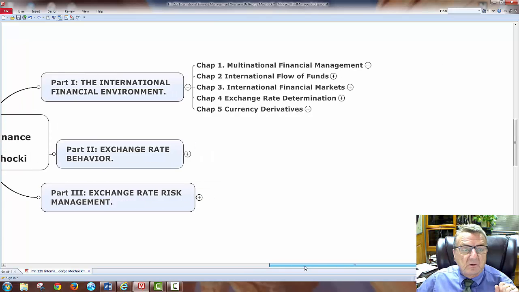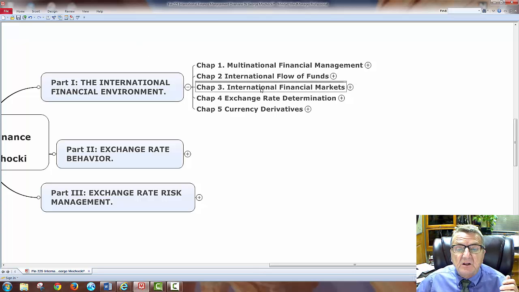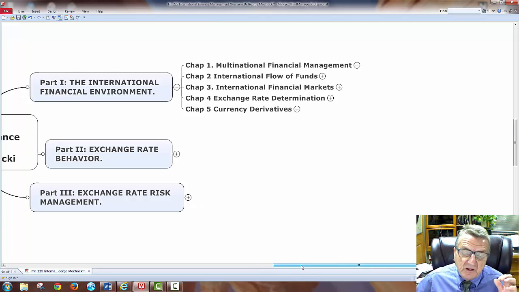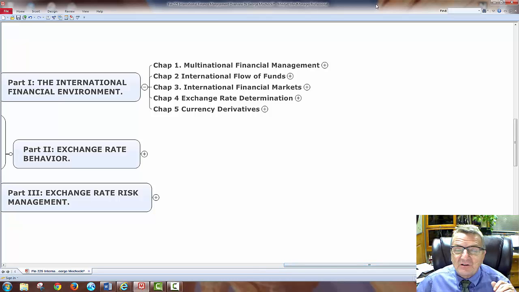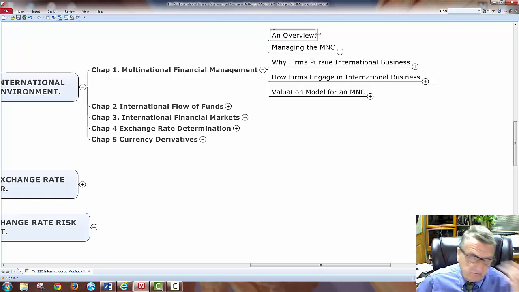Okay, so let's look at that. Our first chapter is the international financial environment, just to give you a general idea. We're going to talk about multinational financial management, international flow of funds, international financial markets, exchange rate determination, and currency derivatives. Now, some of this you already had in your classes, in finance and intro to business. So in multinational financial management, what will be covered is an overview of everything else. Your first chapter is basically an overview.